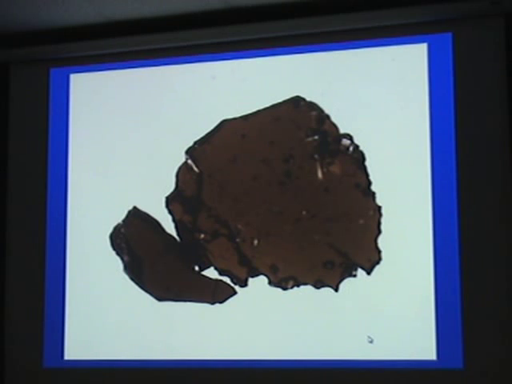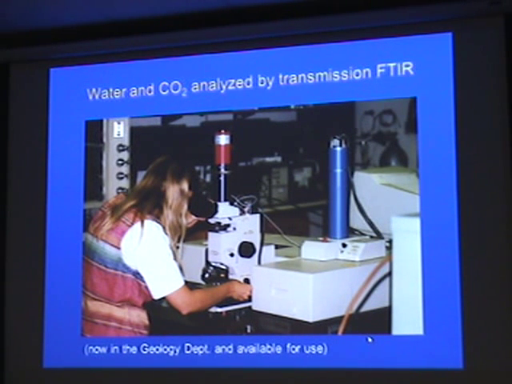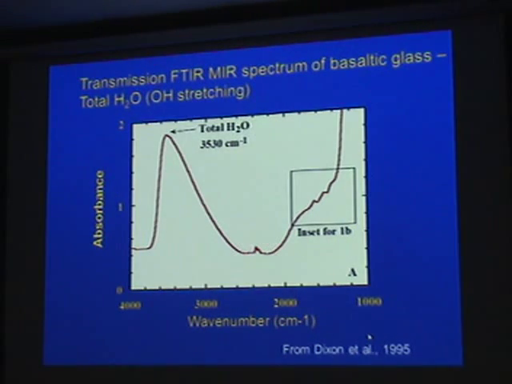Doubly polish them to a thickness of roughly 200 microns, measuring them with a digital micrometer. Analyze them on a Fourier transform infrared spectrometer. This infrared spectrometer moved with me from Miami, and it's in the geology department. And so we, as a college, have access to an infrared spectrometer, and I have a microscope. And so I do transmission spectroscopy in an infrared microscope to get a spectrum.